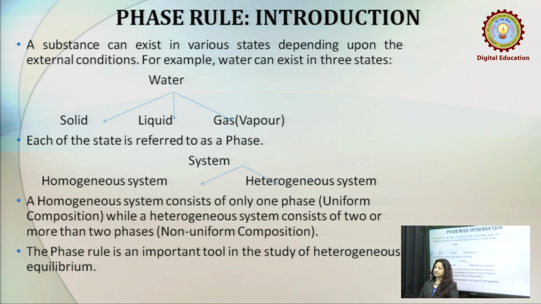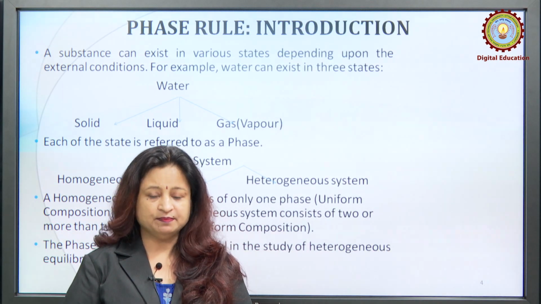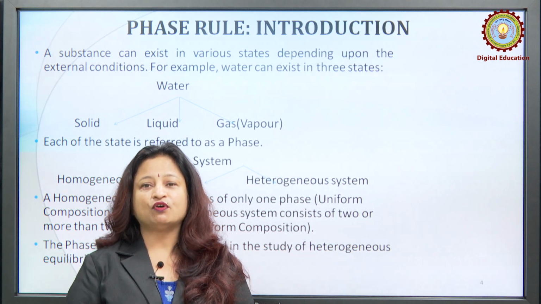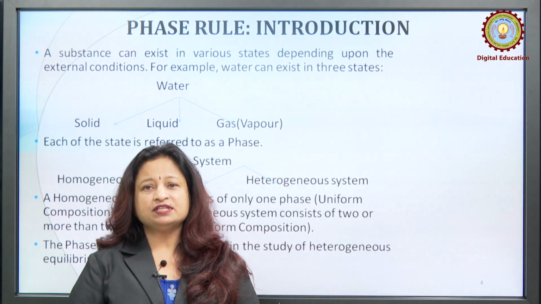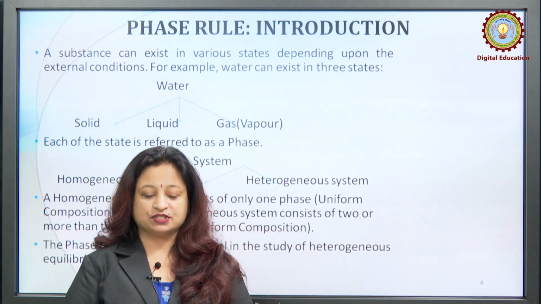Now all of you are aware of this term system, so I may take this term as well, because whenever you have studied in thermodynamics, that what is a system, then you can say that any portion or specific part of the universe which is under study or experimental investigation is termed as a system. Now a system is divided into 2 categories: homogeneous system and heterogeneous system. So what do we mean by a homogeneous system? A homogeneous system consists of only one phase, that is, it has uniform composition. However, a heterogeneous system consists of 2 or more than 2 phases, and that is why it has non-uniform composition.